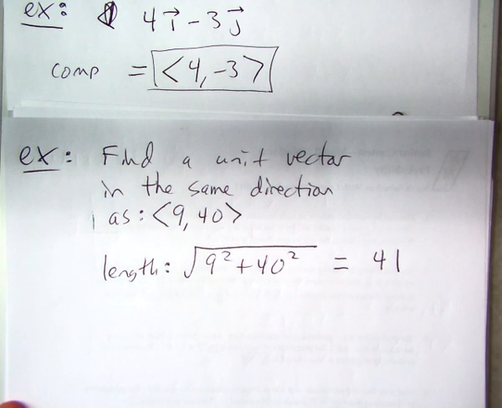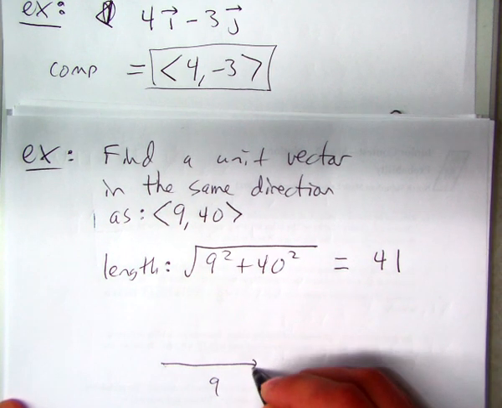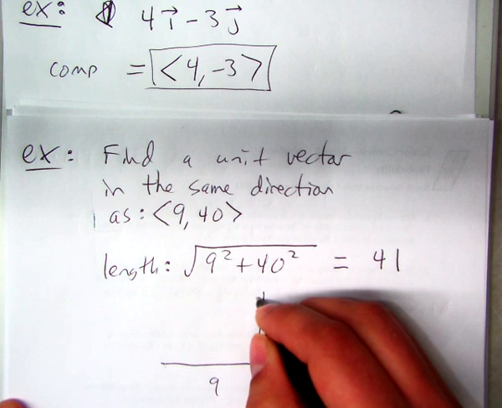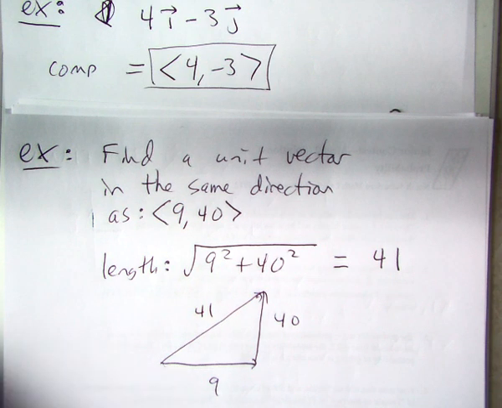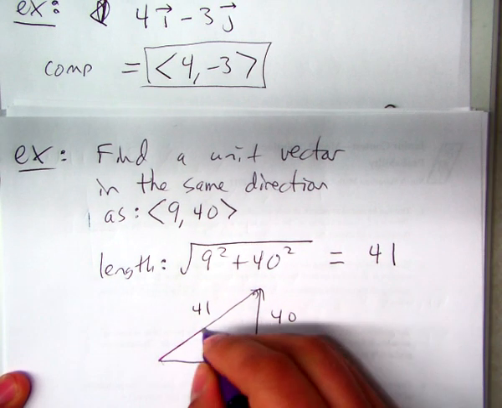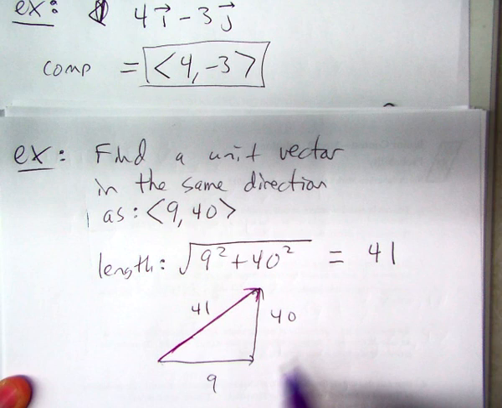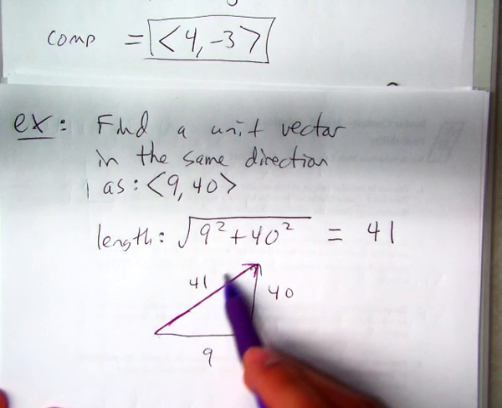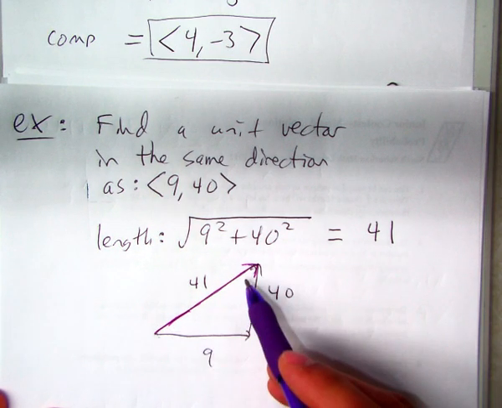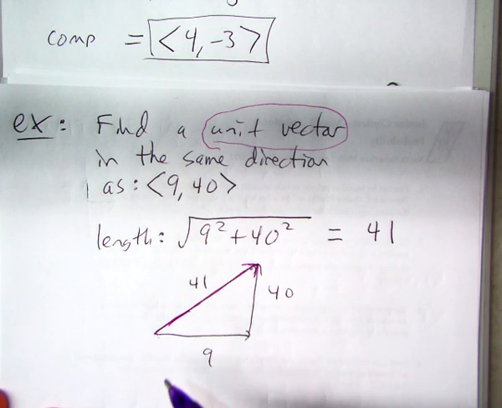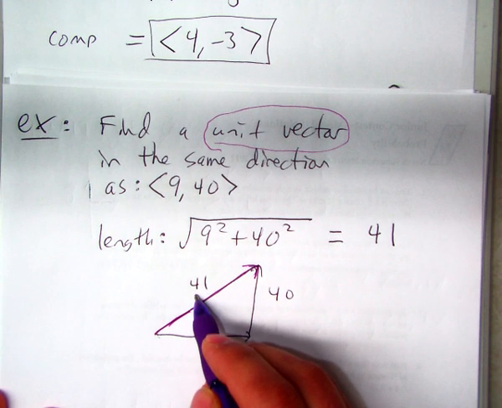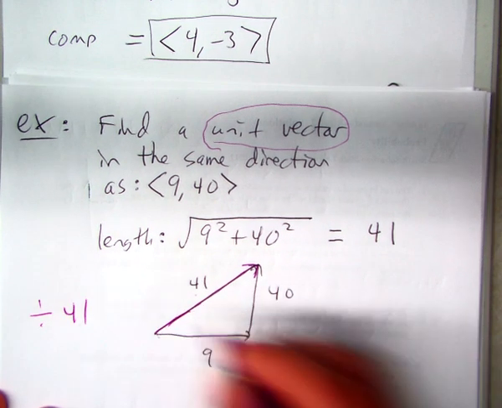Okay? So here's the picture that'll remind you what to do for these kinds of problems. We have a 9 vertical, a 40 horizontal, and we just found out that this hypotenuse is 41 long. Here's the vector we're talking about. And the directions say to find a vector that's in the same direction as this 41 length vector, but it only needs to be 1 unit long. Well, what did you do in geometry if you wanted to scale down the triangle? How do we reduce the sides? If I want to make this a 1, what could I divide by? 41. So divide everything by 41, so my new triangle is 1.